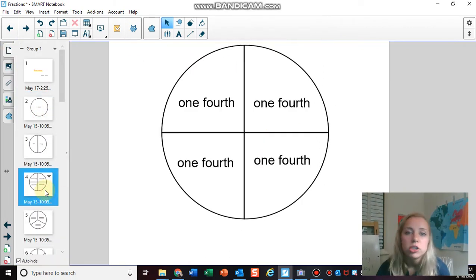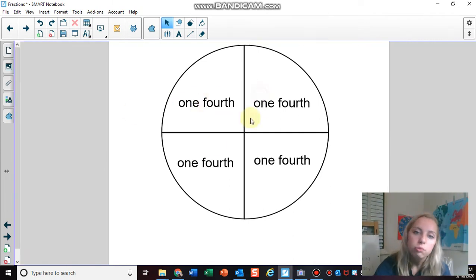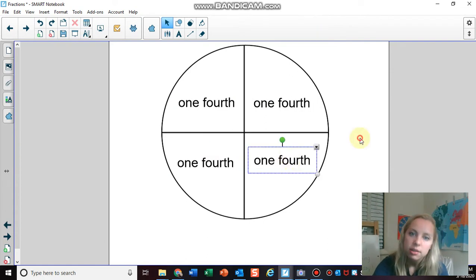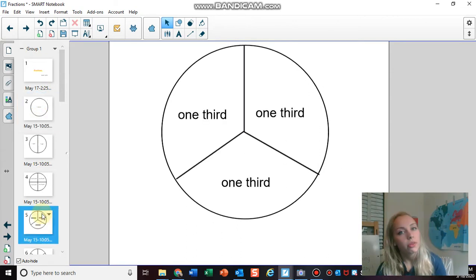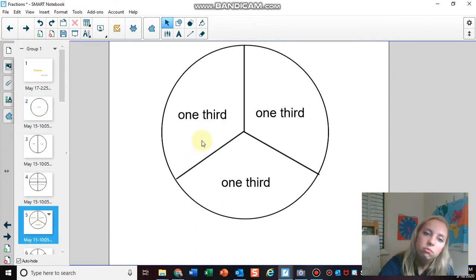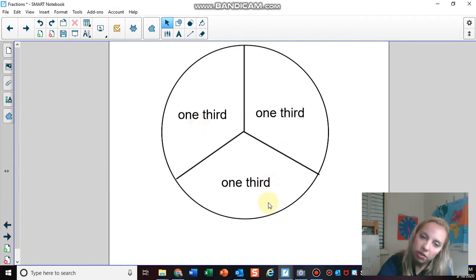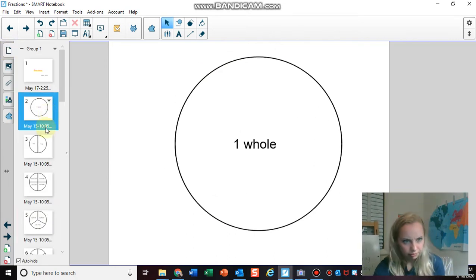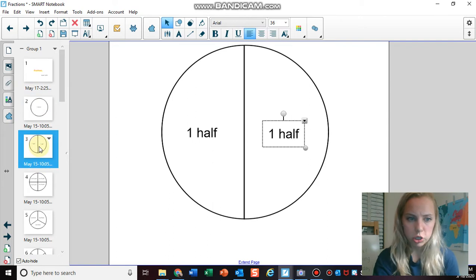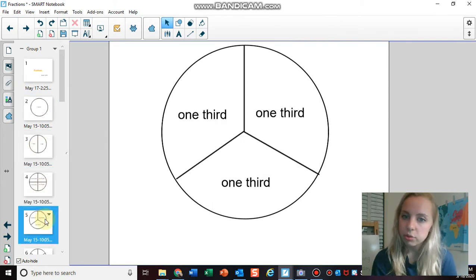If I cut my shape into 4 equal parts, I have fourths. 1, 2, 3, 4 fourths. 4 fourths equals 1 whole. If I cut my whole into 3 equal parts, I have thirds. 1/3, 2/3, 3/3. If I have all of my thirds together, I have 1 whole. So 1 whole, 2 halves, 4 fourths, and 3/3 are all equal to each other.